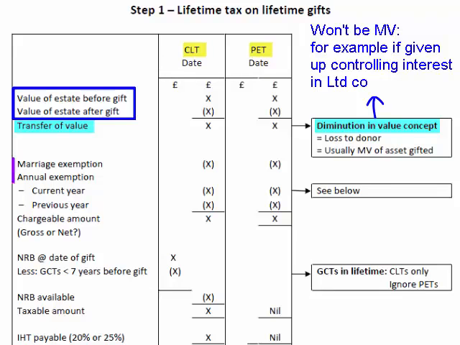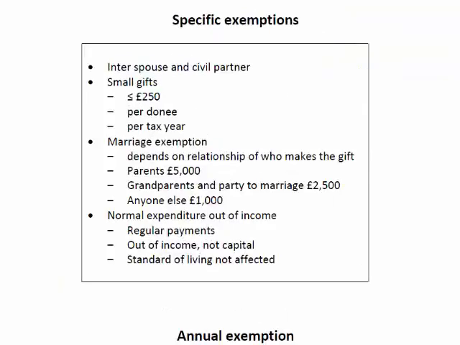You then apply certain exemptions, and we will look at the detail of these overleaf in just a moment. At this stage, we deduct the marriage exemption and the annual exemption, and you can see that for the annual exemption, you deal with 2 years of annual exemption, the current year first and then the previous year. So if we turn to the next page, you can see some specific detail on the exemptions.